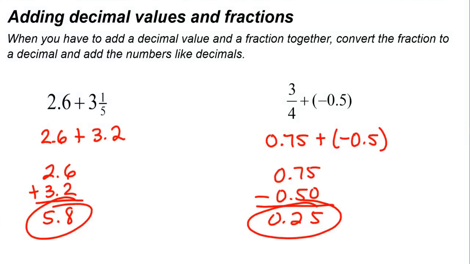So adding rational numbers, remember, we're still using the rules we used for integers. If the signs are the same, they combine. If the signs are different, we cancel.